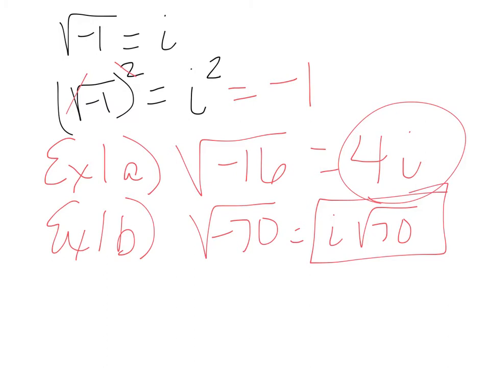Now notice where that i is. I'm going to write that in front of my radical. And the reason for that is because if I put it behind there, I don't want it to look like the square root of 70 i, and I'm wondering, is that i under the radical? I'm not real sure. So if you don't know, put that in front, and that's the best way to write it.